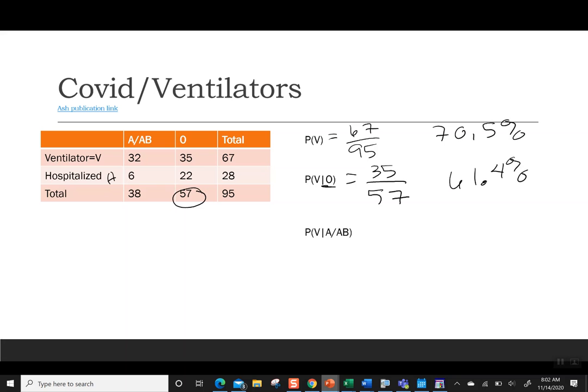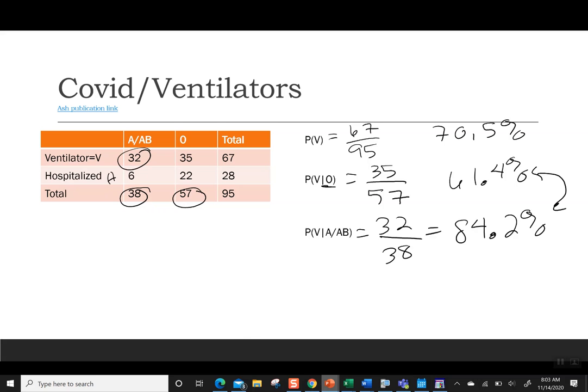What about somebody being on a ventilator given that they have A or AB blood? A or AB blood is 38, there's our denominator. And then we can see there were 32 people on a ventilator. So 32 divided by 38 says this was 84.2%. We can see there's a big difference in the outcomes, right? People that had A or AB blood were more likely to be on a ventilator than people with type O blood.